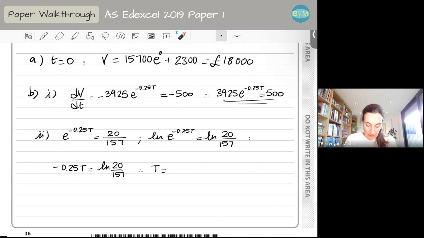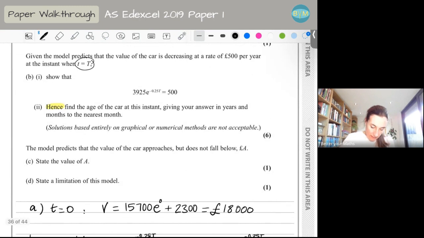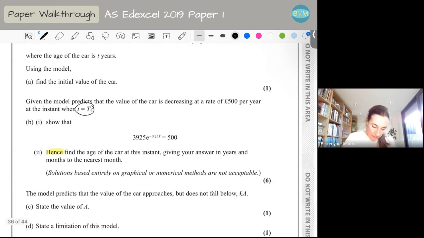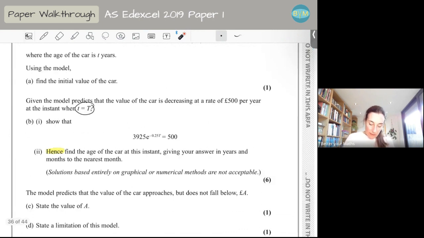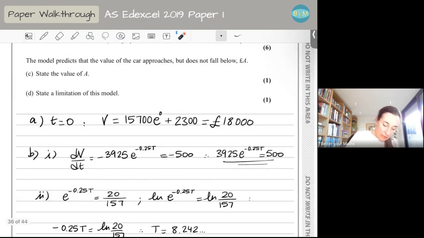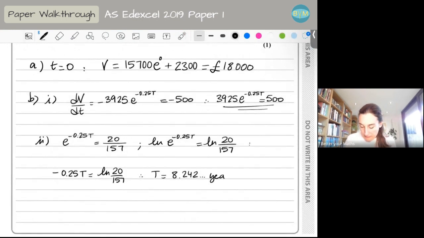I get T is 8.24 something. These are years, no? What does it say? T is years, and we need to give the answer in years and months to the nearest month. So these are years, which means this is 8 years and 0.24 more years. If I want to convert the years into months, I need to multiply by 12. Don't think about the time that you multiply by 60. You're changing years into months.